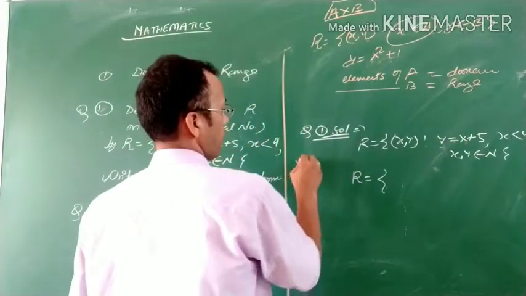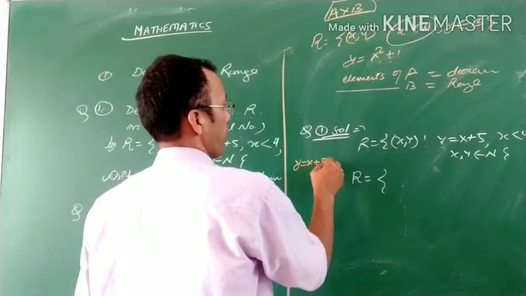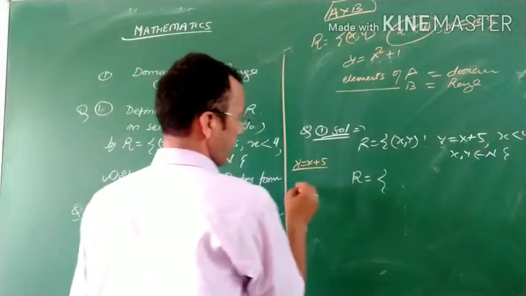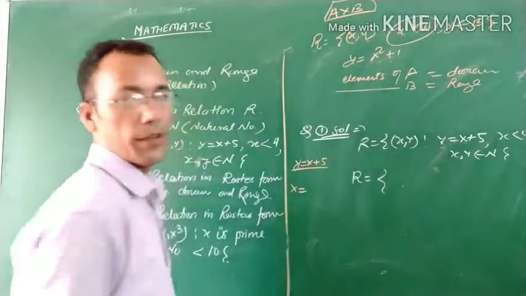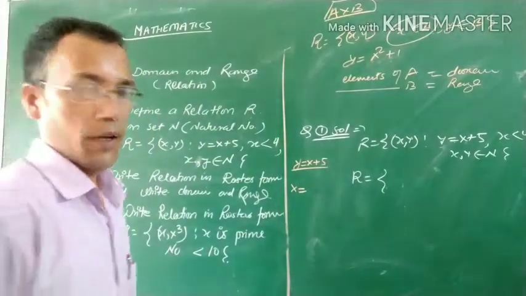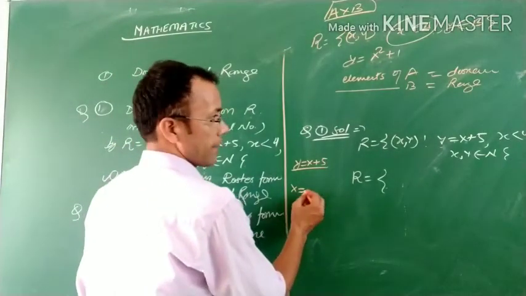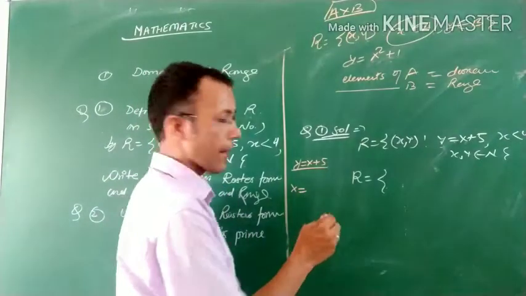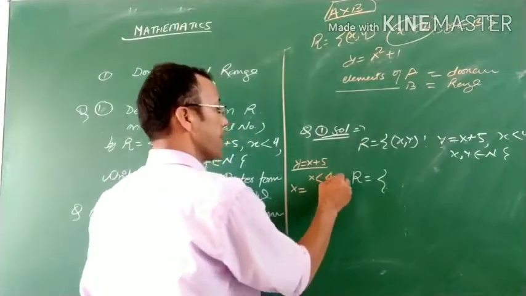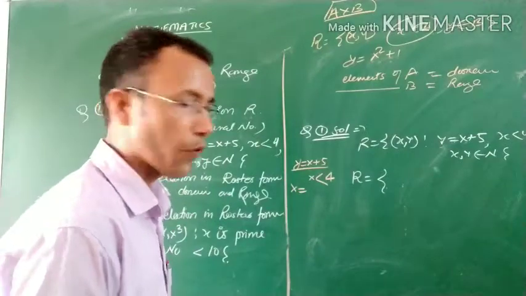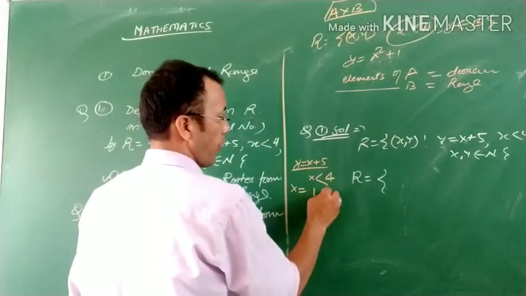I am writing here y = x + 5. So that means what we can put in for x is that x is less than 4, and x is a natural number. So that means 1, 2, 3.